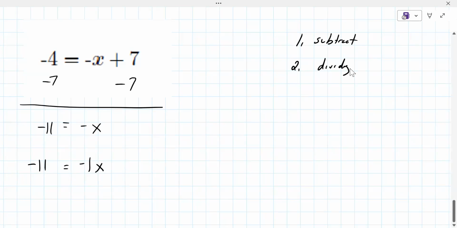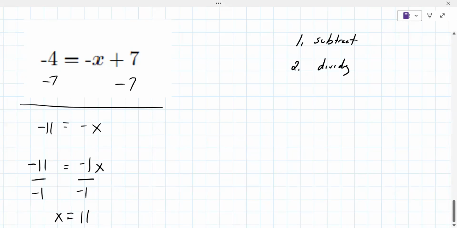Okay. What are we going to divide both sides by? What is the number in front of x? That's negative 1x, so you have to divide by negative 1. What are we going to divide both sides by? Negative 1. Okay. So what does this become? 11. X equals 11.